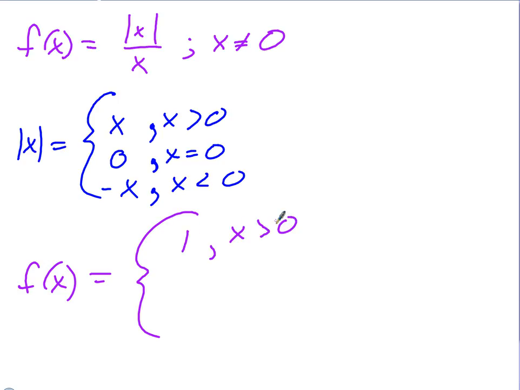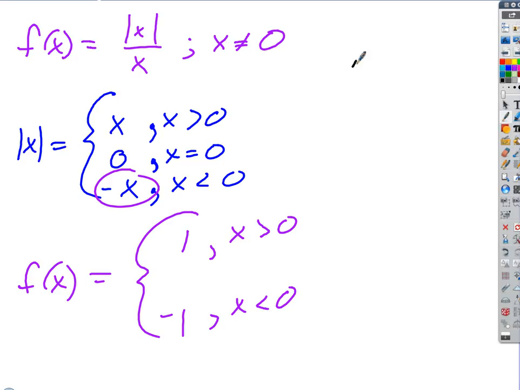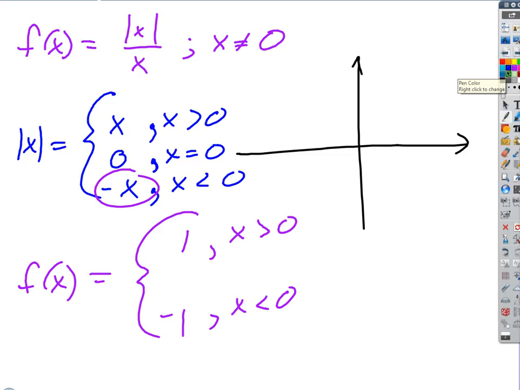What about when x is less than 0? Then the absolute value of x would be a negative x. Negative x divided by x would be -1. And what about 0? Undefined. It doesn't exist at 0. So this is our piecewise function. There is no 0. If we graph that, it just looks like this, doesn't it?